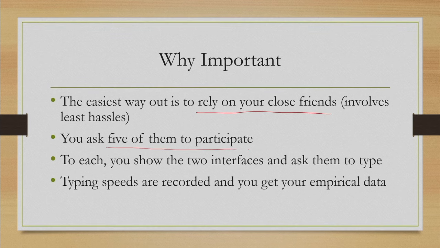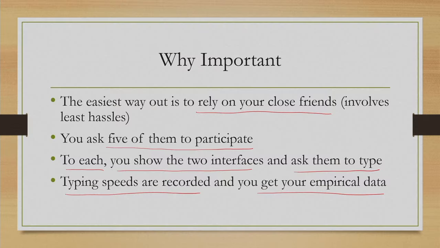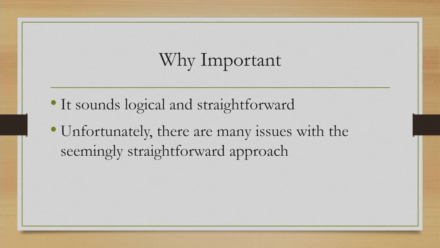Of course, we require participants and we will approach our friends, assuming that to be least problematic to get the data. So, you asked 5 of your friends to participate. To each of these friends, you show the two interfaces and ask them to type. You have given them the typing tasks. Then you recorded the typing speeds and with that you got your empirical data based on which you can come to a conclusion. Sounds pretty simple, straightforward, and not much hassle. Of course, you have to somehow convince your friends to do these things, which seemingly is not very difficult if you have good friends. So, it sounds quite logical and straightforward, is it not?